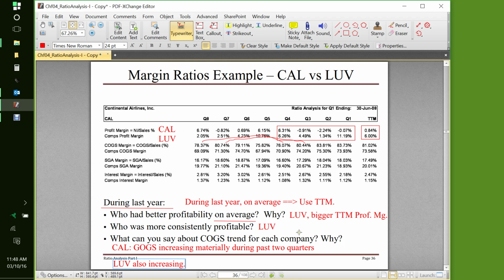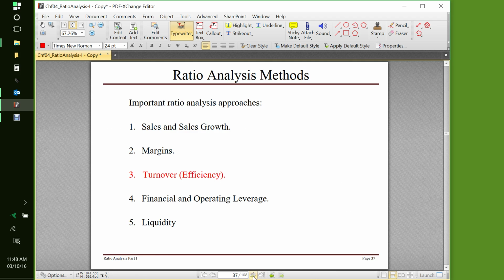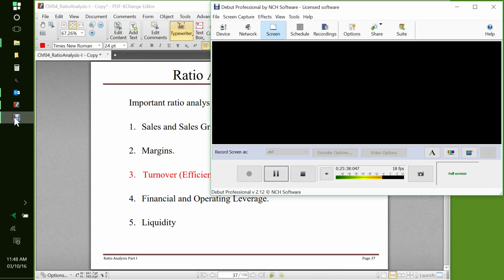Okay, there we go. All right, and let's now move on to our third ratio analysis framework, which is turnover ratio analysis or efficiency ratio analysis. And we'll see how these work in just a second when we come right back.